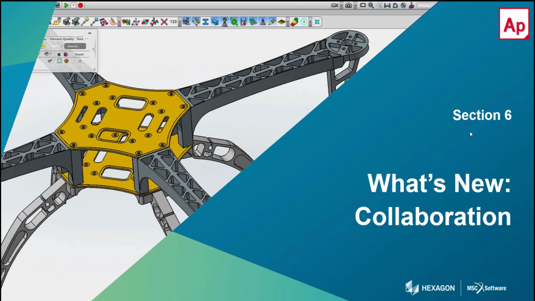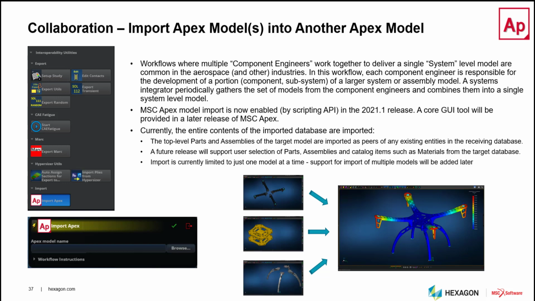And then finally, let's talk about collaboration and the MSC Apex API and utilities updates. So the first one is, let's talk about what happens when you have 2 or 3 or 4 engineers all working on different components of one full assembly model. Okay, let's say just for kicks, this is a drone model.